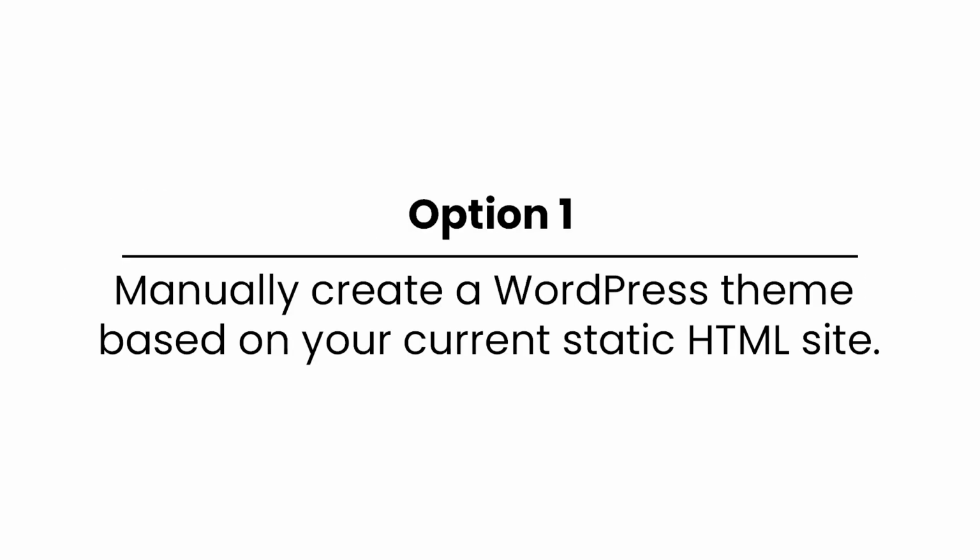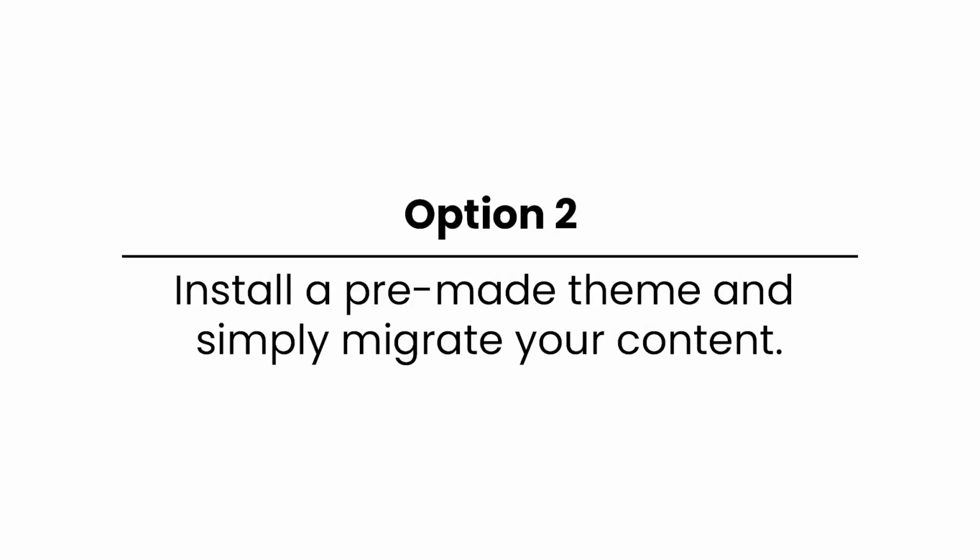Option one, manually create a WordPress theme based on your current static HTML site. This will require you to get into your code. You'll have to access your current site directory via FTP and use your existing code as a starting point. From there, you'll need to create the necessary files for a WordPress theme and copy bits of code from the WordPress codex. This is fairly simple and straightforward if you have some experience with HTML, CSS, and a bit of PHP.